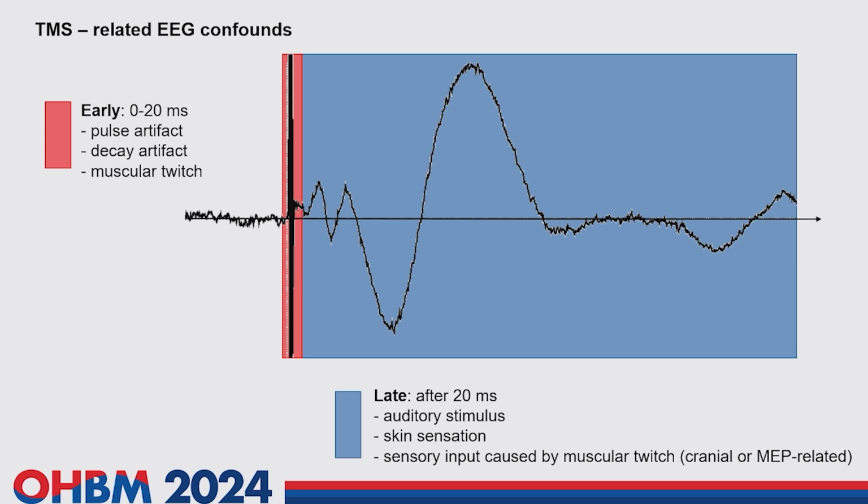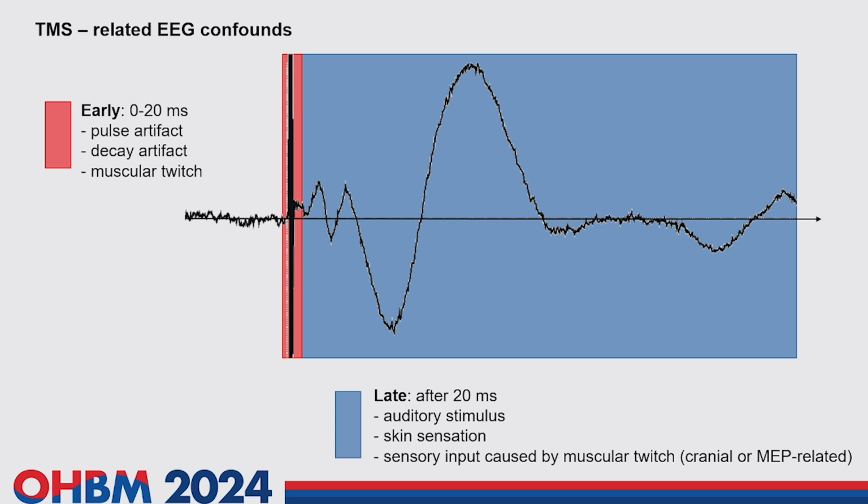After the stimulation, which is the red area, we have usually different artifacts, the main one is the pulse artifact, there is the decay artifact, and then there is the muscular twitch. The muscular twitch is usually due to the stimulation of the cranial muscles, but we will come later to it. And then there are late artifacts, which come after 20 milliseconds after the stimulation. And this is due to the auditory stimulation. It's a click of the TMS coil.